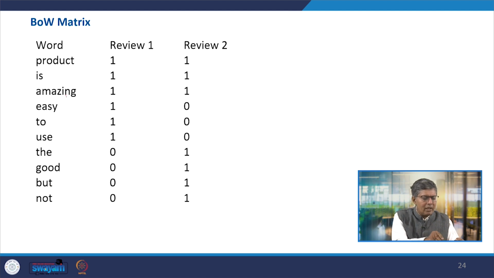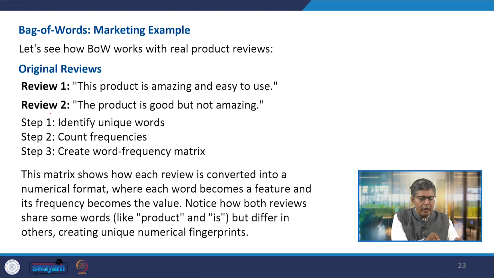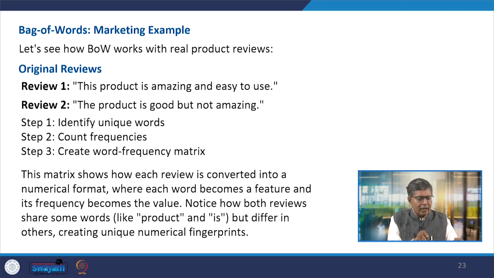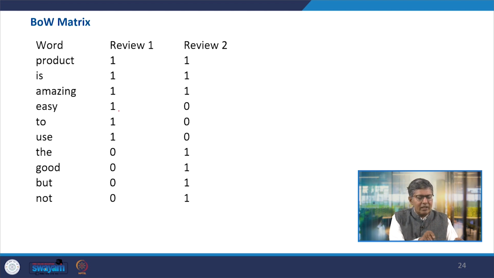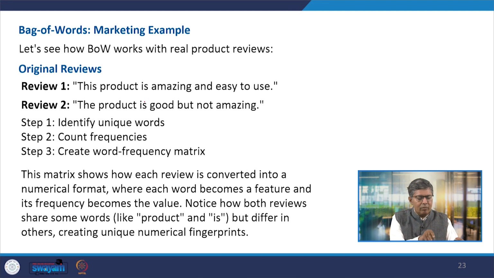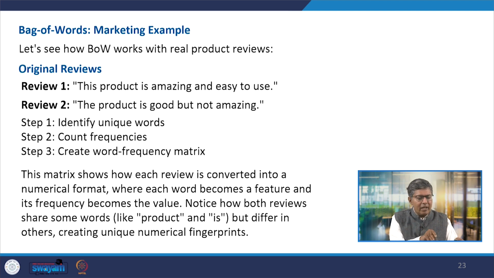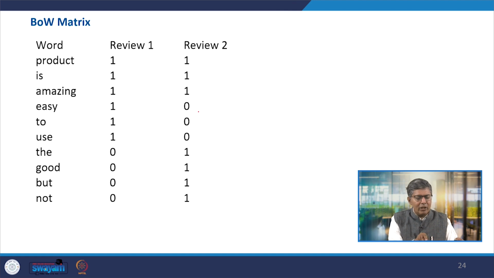So, product is amazing, all the words taken once only, are written down in this matrix, and how many times they come in review 1 and review 2 is marked here. Now, product is in review 1 and review 2 both, right. Okay. So, product is here, product is here. Then is, is it there? Yes, both sides. Amazing, both the places, right. Then easy is there in review 1 but not in review 2. Okay. So, 1 and 0.